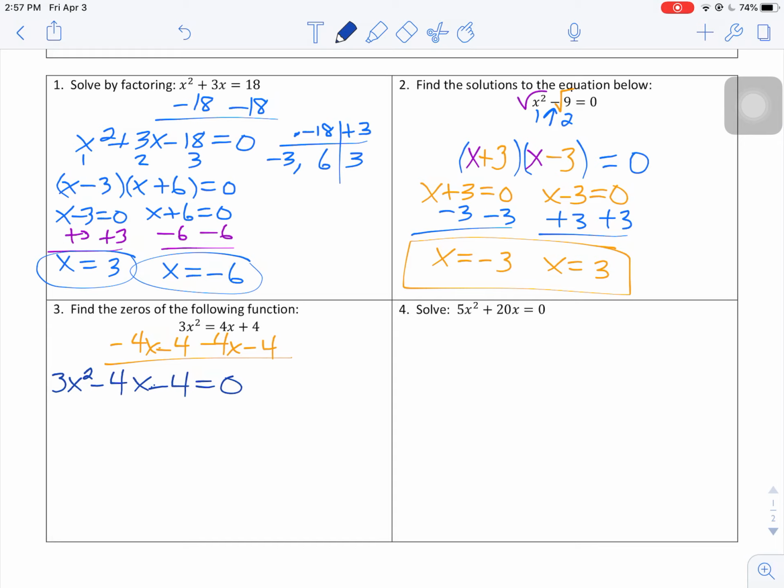The a value is not 1, so this is advanced factoring. So that's the one where we want to find two numbers that multiply to whatever a times c is. Those same two numbers need to add up to whatever b is. So 3 times -4 is -12, and then the b value is -4. So -6 and 2 multiply to -12. -6 plus 2 is -4.